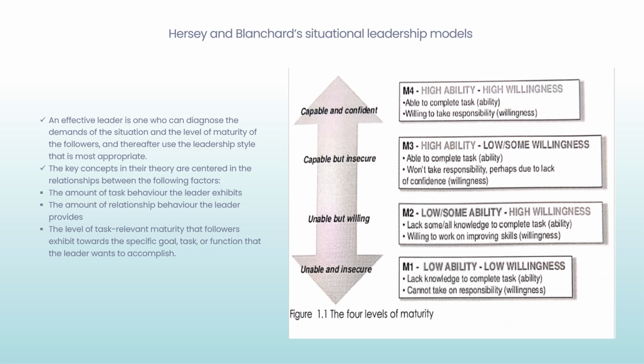We go to the second level. Unable but willing. So here we see low but some ability but high willingness. So this guy lacks the knowledge to complete the task, but is willing to work on improving skills. These are the people you can find that when you send them to the training center, they will go willingly and they will improve in terms of the skills that they gain, and when they're back, you'll see that it will have changed, they'll be effective for the company.